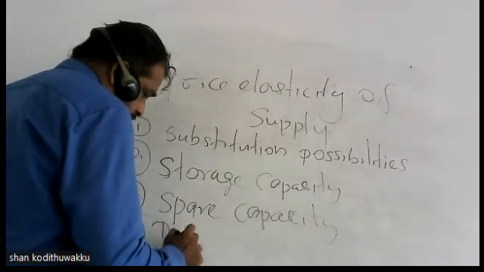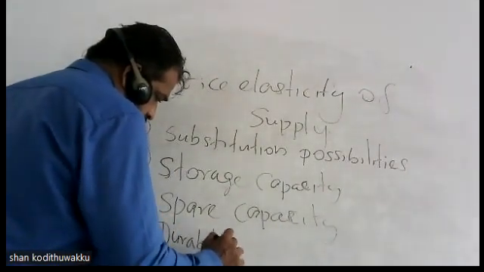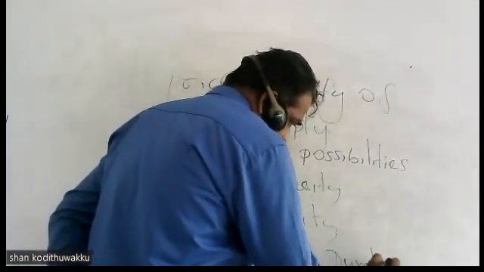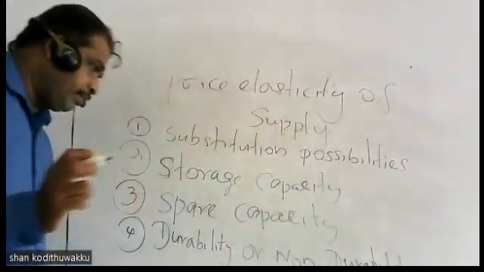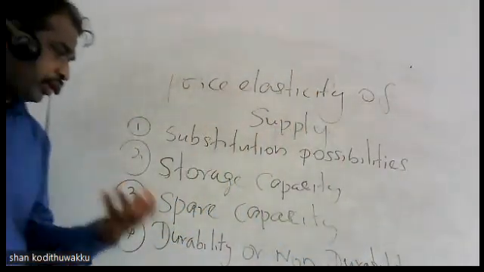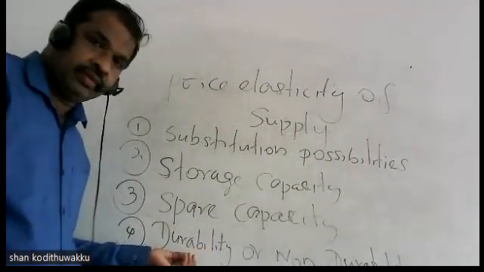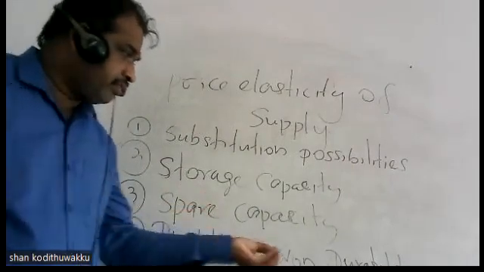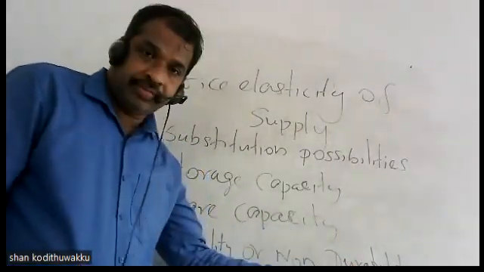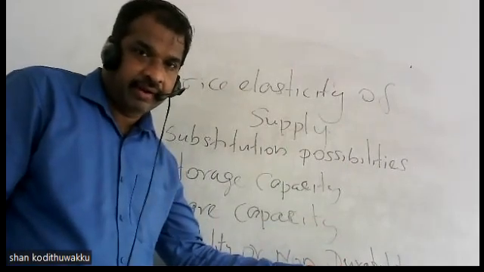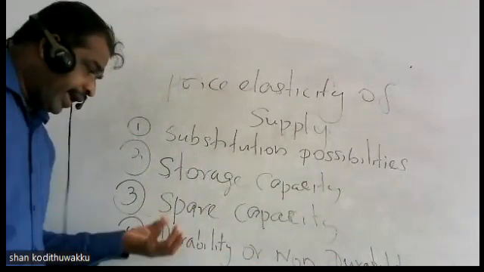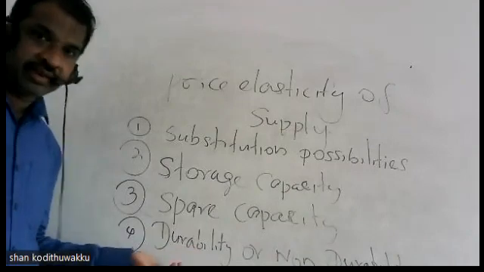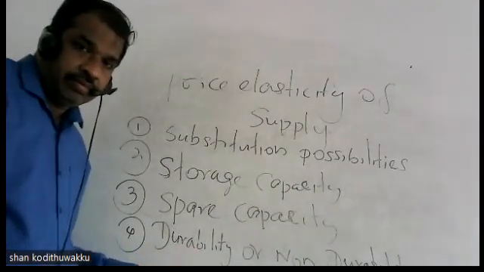Then the next one, durability or non-durability. If the product is non-durable, that is called a perishable product, and it has inelastic supply. But if the product is durable in nature, then the product is more elastic. The product is more price elastic.